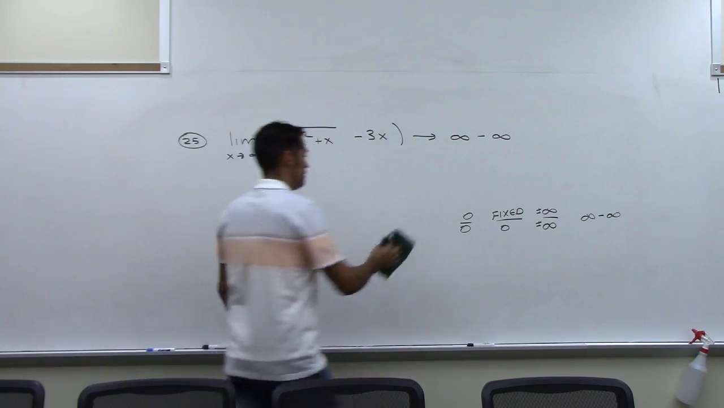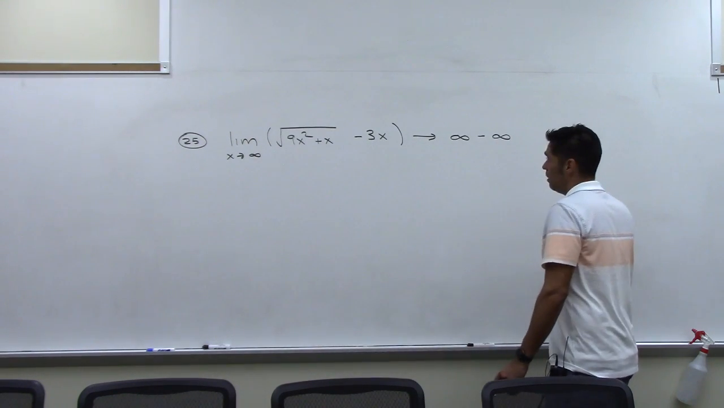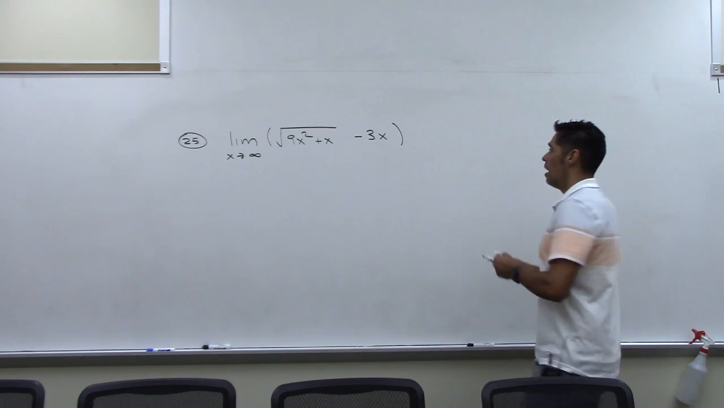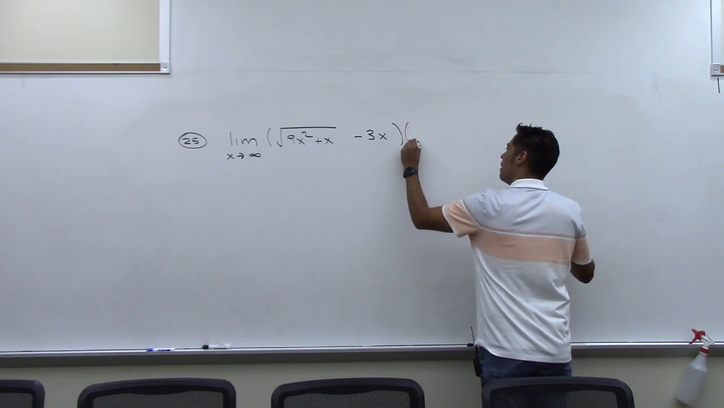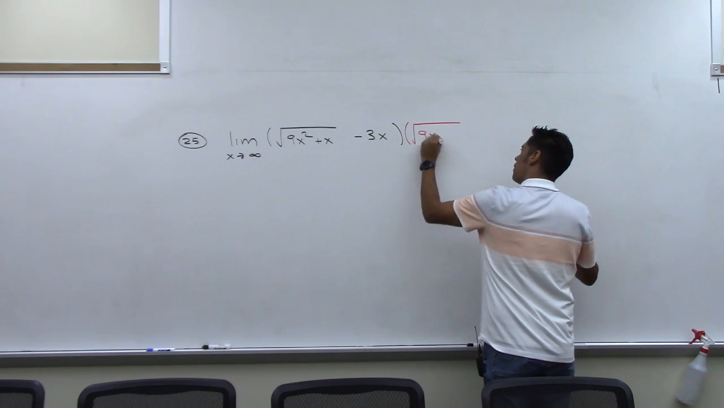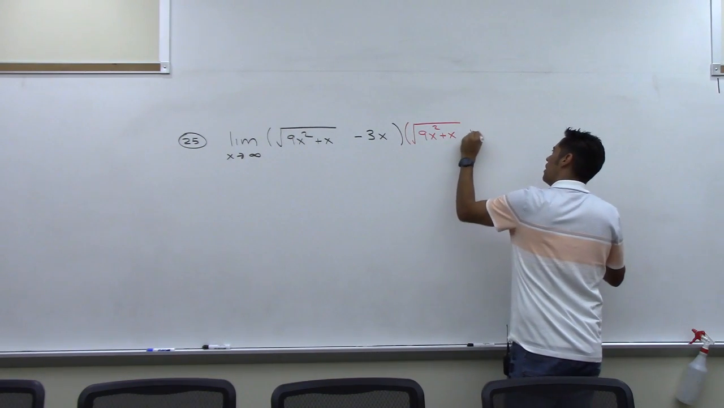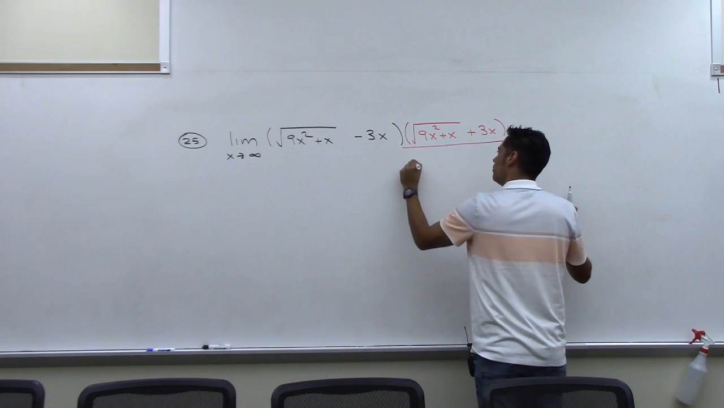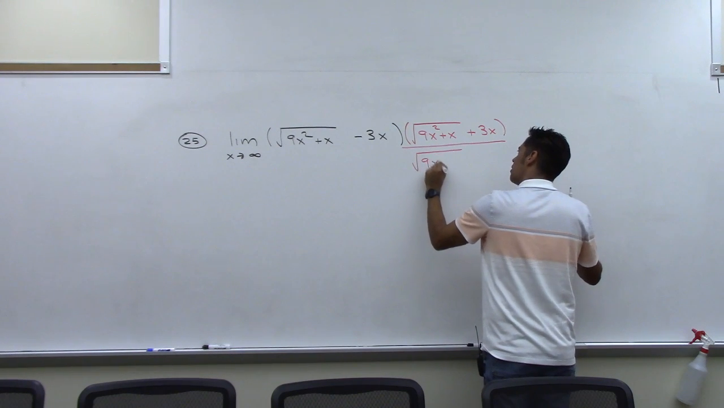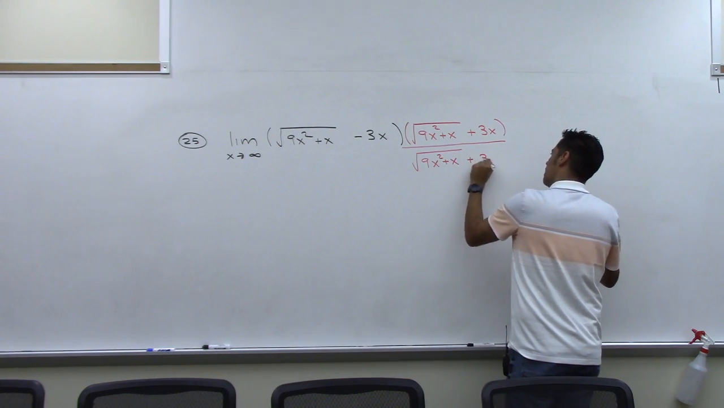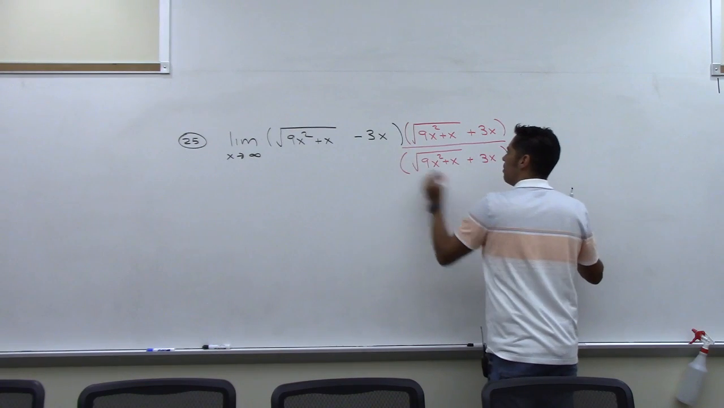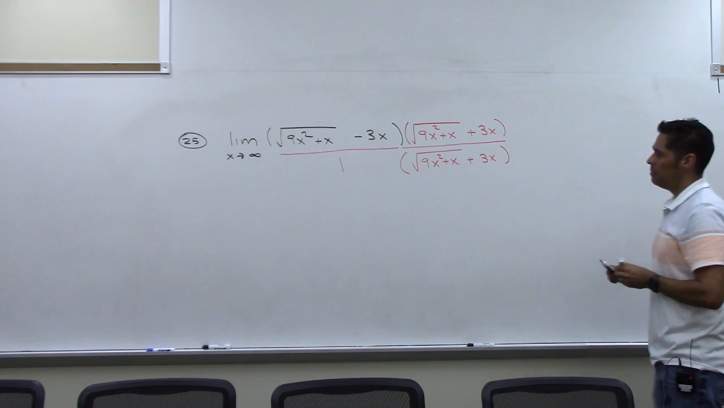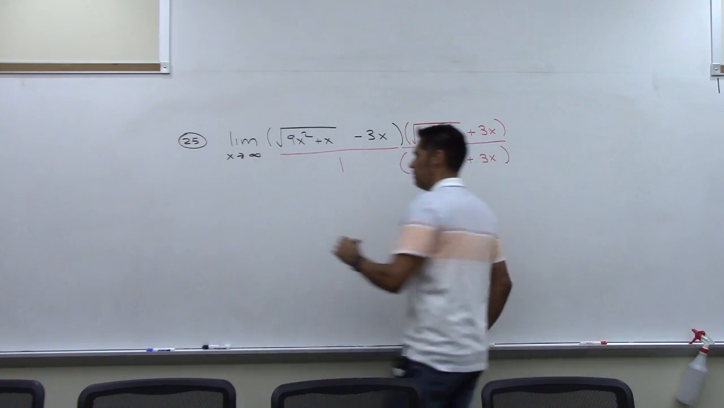I can do the conjugate, and that's because I have a radical. So let me try that technique first. I'm going to multiply this by its conjugate, and that means plus 3x, but I can't just do that out of nowhere. I have to do that over itself. Now there's no guarantee that this is going to work, but this is something I'm going to try. So that's a 1, and I'll just put this over 1 like that. And let me multiply out the top, see what we get.